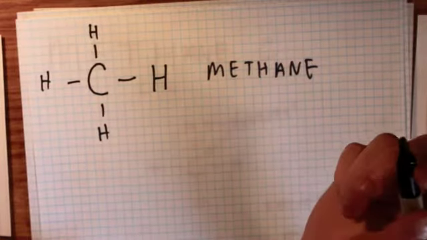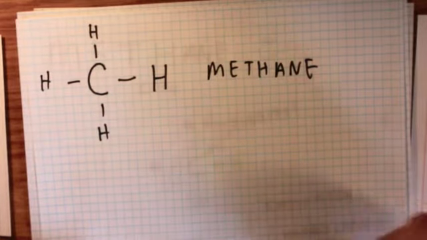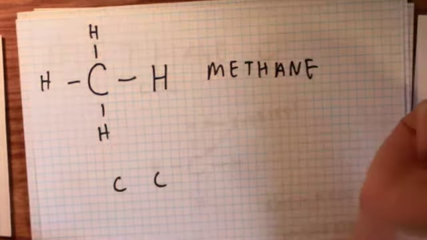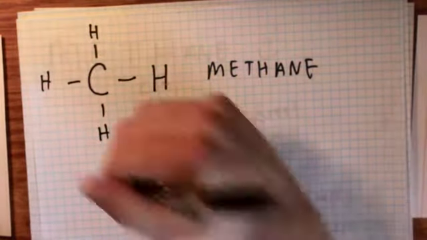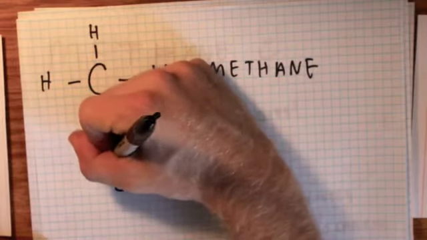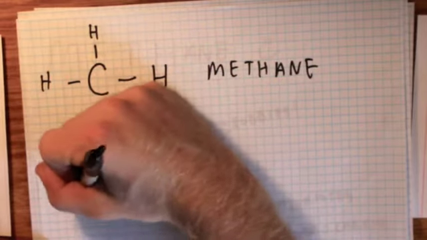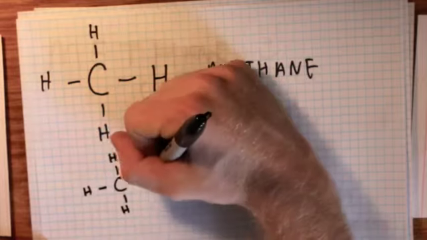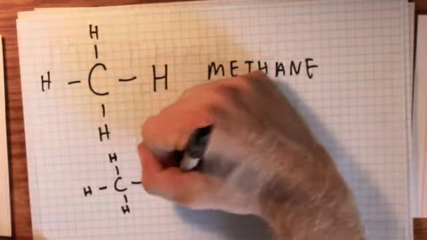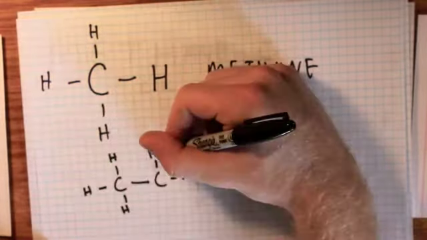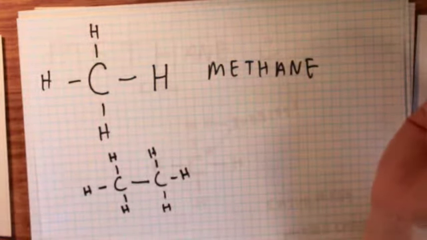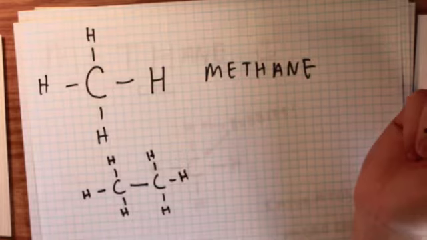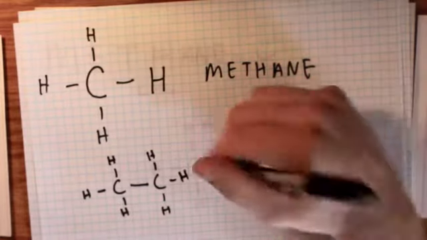Why don't we make a saturated hydrocarbon with 2 carbons? 1, 2. We'll start by bonding them together. Now we have to add hydrogens until both carbons are happy. Since carbon makes 4 bonds in this configuration, these are each going to need 3 hydrogens. 1, 2, 3, and then 1, 2, 3. There we are. A 2-carbon hydrocarbon chain.